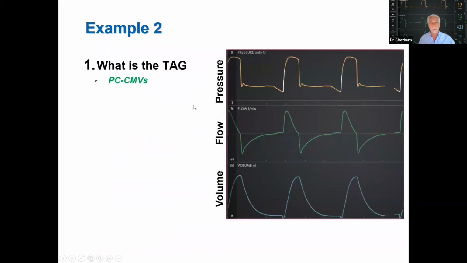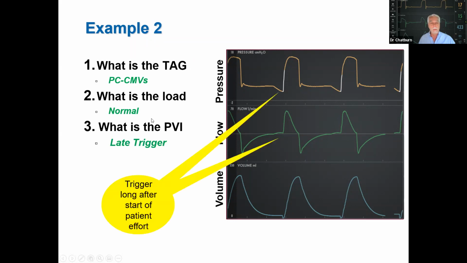Here's another example. What's the tag? Again, we recognize that this is pressure control from the pressure waveform and the flow and volume waveforms. We say that the load is normal, mostly because the expiratory time constant looks normal, and we have a nice high peak expiratory flow and a reasonable expiratory time constant over the course of a couple of seconds. So we don't see any indication of high resistance or elastance.